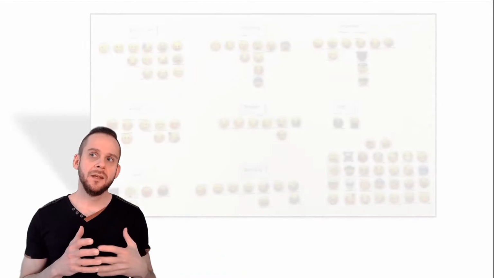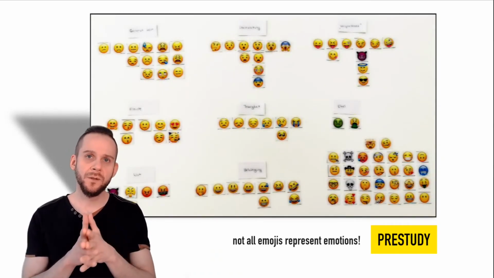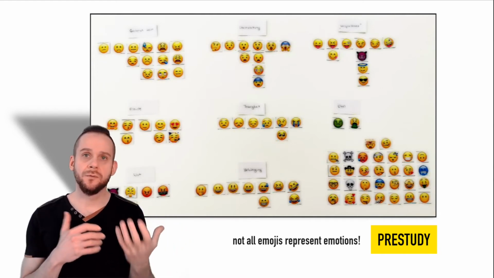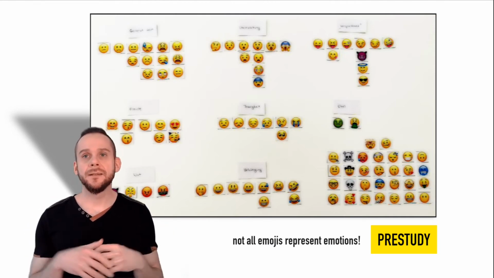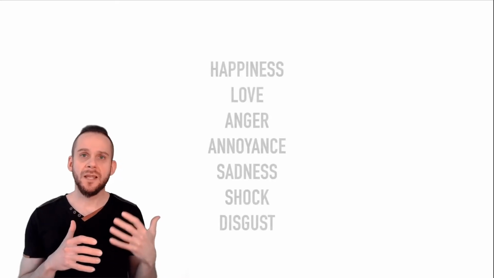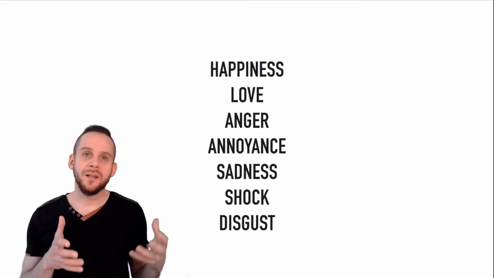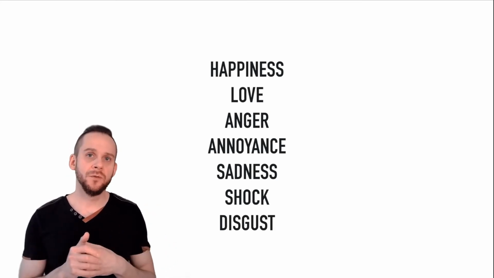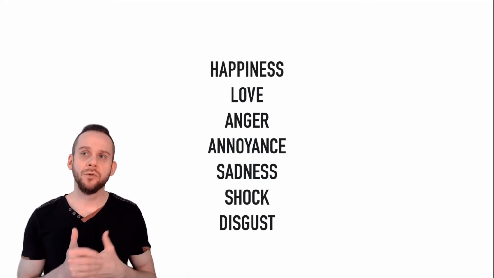Now that's why we also did a pre-study, and the main goal of this pre-study was to filter out all emojis that don't correspond to emotions, so that are not perceived as an emotion. And the pre-study was also used to establish the basic emotional categories, and it turned out that the results of our pre-study were closely related to the basic emotions already proposed by Ekman. So these are our 7 basic emotions that we utilized for the main study.